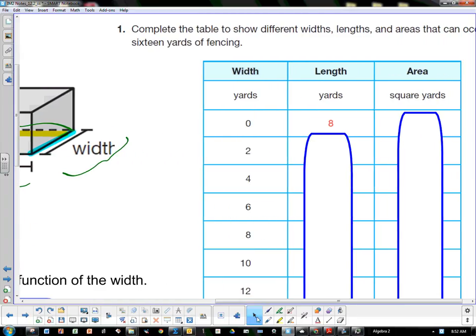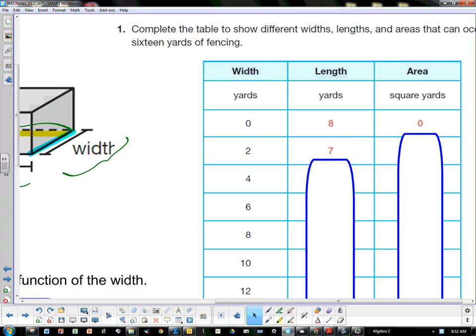All right, now, question, what are the square yards? Yeah, because, folks, length times width, 8 times 0 is 0. Good. Picturing it, hopefully. Watch the next one. If the width is 2, remember there's one width. Well, what would the length be? 7, good. Because there are 2 7s, which is 14. 14 and 2 is 16. That's total fencing, and that's the length of fencing we have.